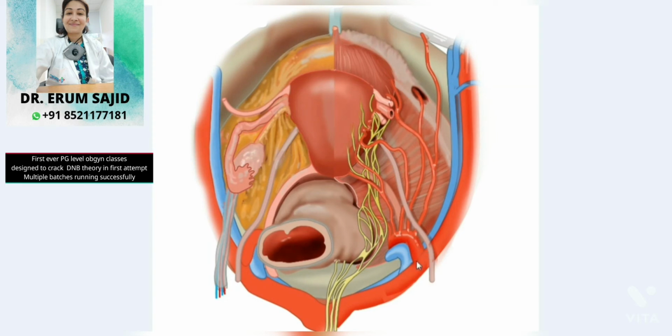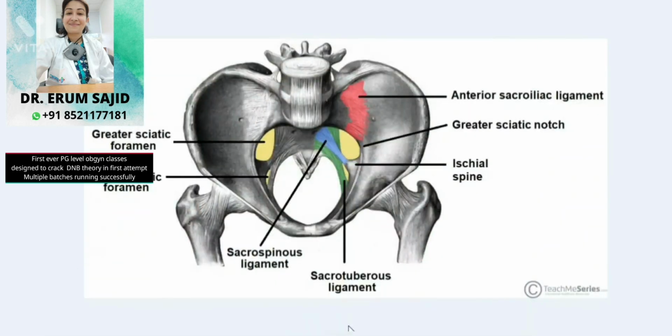It runs downwards. Can you see this? This is your internal iliac artery. It runs downwards and backwards. It divides at the upper margin of the greater sciatic notch. And the greater sciatic notch also I have here so that I can just tell you, this is the greater sciatic notch. This is where it divides into the anterior division and the posterior division.